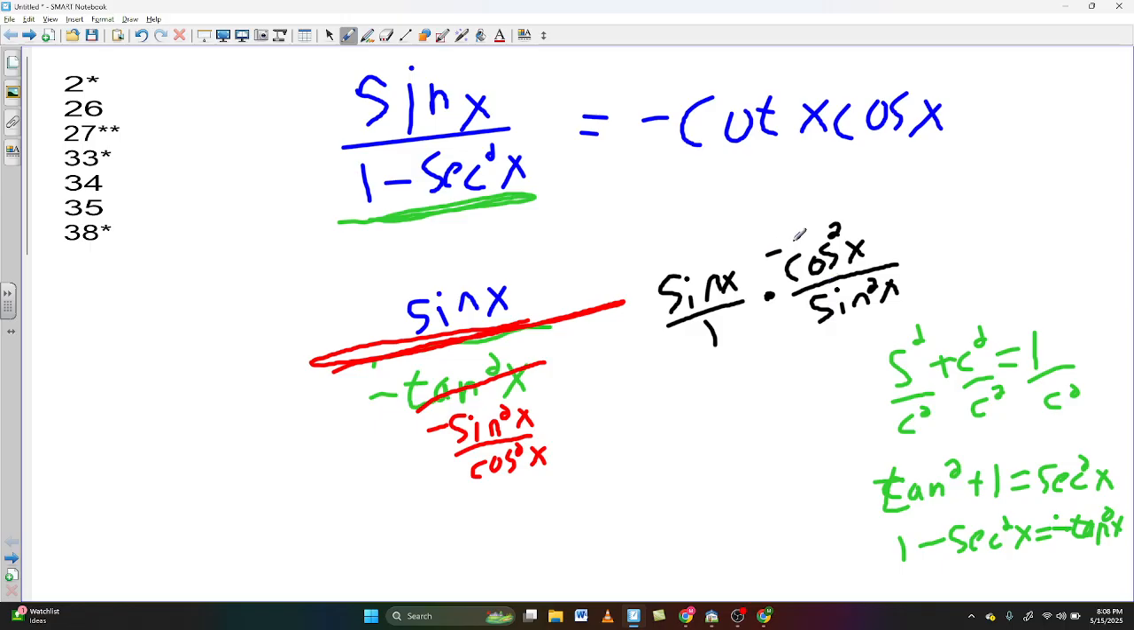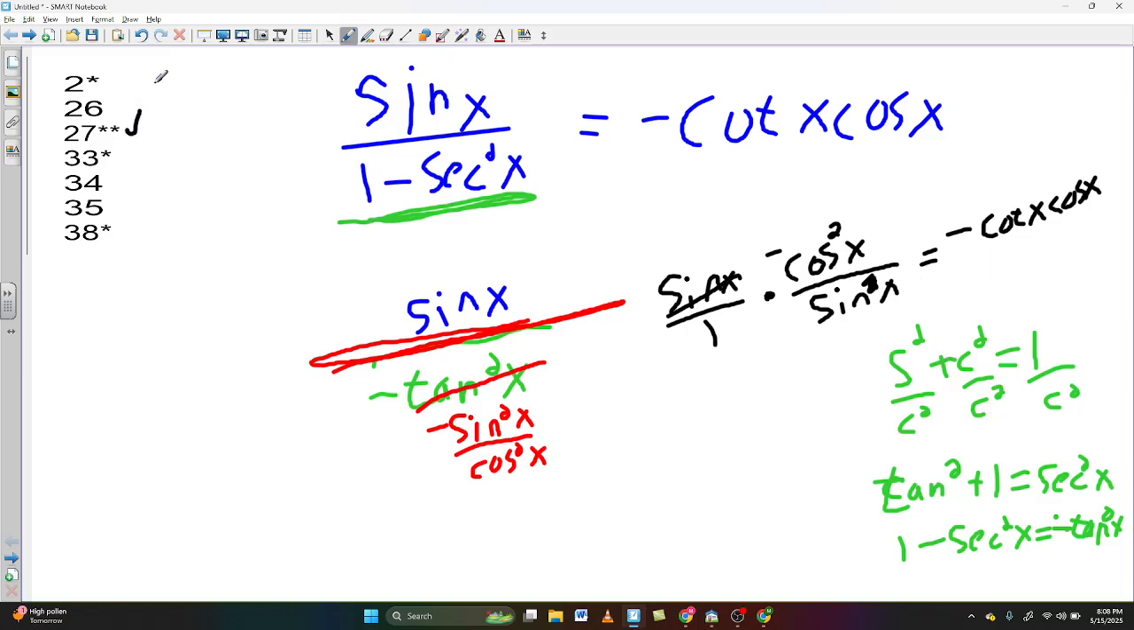So let's make sure we did that, and we have a negative sign as well. So we cancel one of the sines out. I'm just going to get rid of the squared. That gives us negative cotangent cosine. So that is number 27.